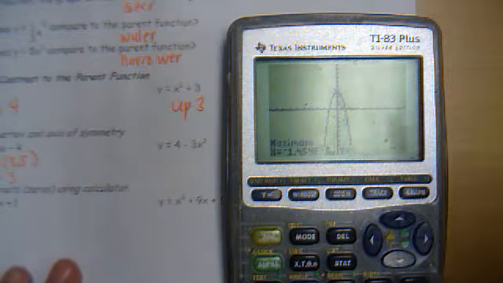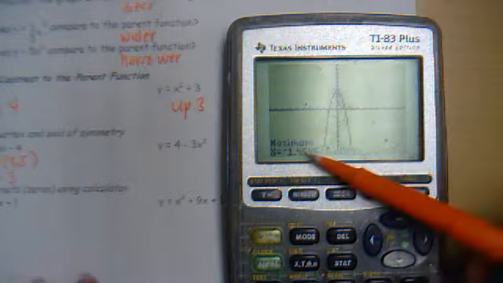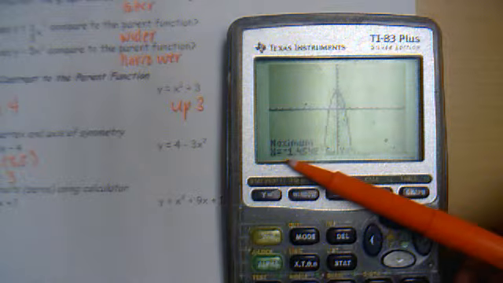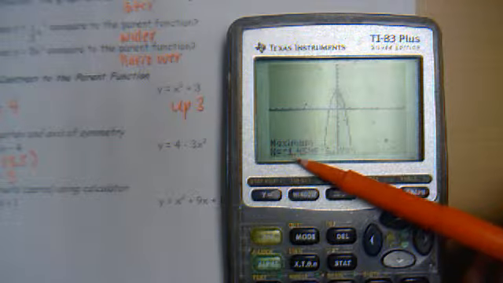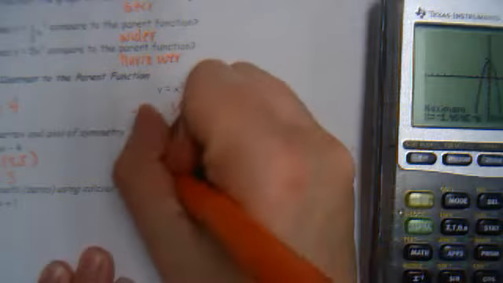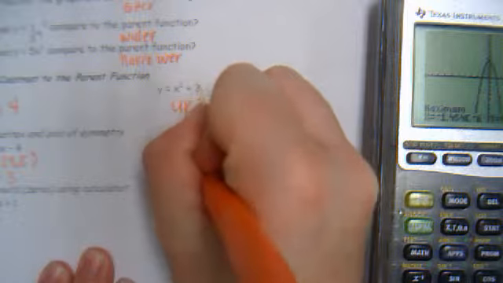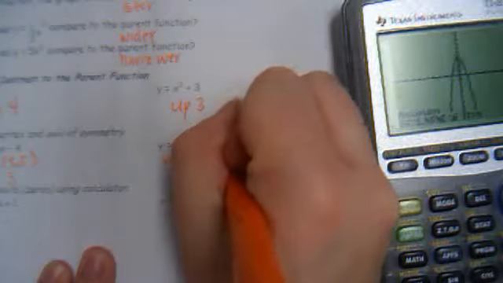Enter one more time. So your maximum, this right here, I don't like when it does this. But anytime you have e to the negative anything, this is just 0. It should just give it to you as 0. So your vertex is 0, 4. So then your axis of symmetry is just x equals 0.